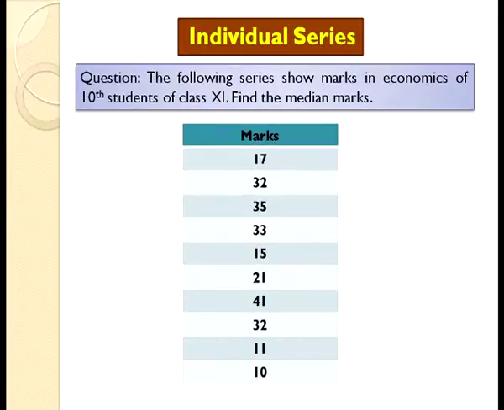Now, let us see how we are going to compute it when the number of observations is even. Suppose in this particular question, the following series shows marks in economics of 10 students of class 11. Find the median marks. Here the number of observations is 10. It has changed from 11 to 10, so we say the number of observations is even.